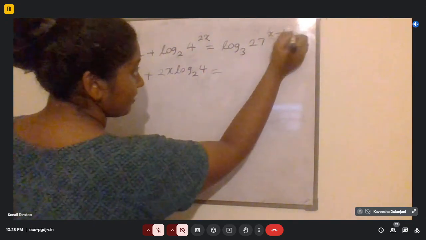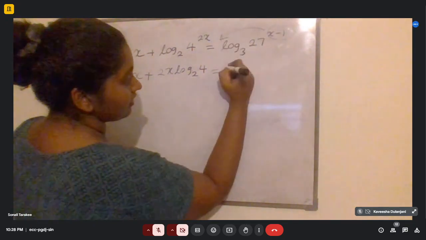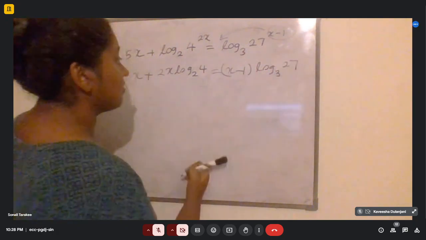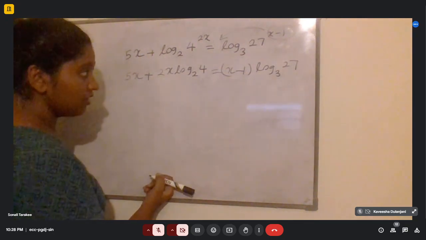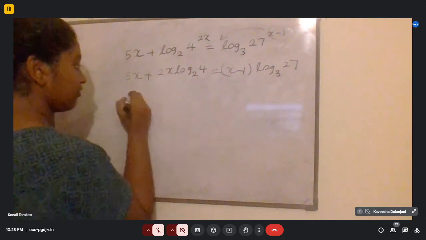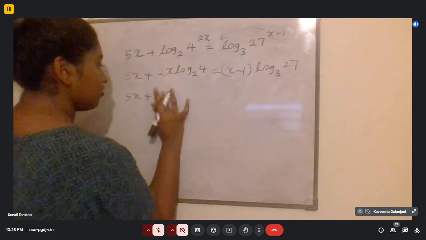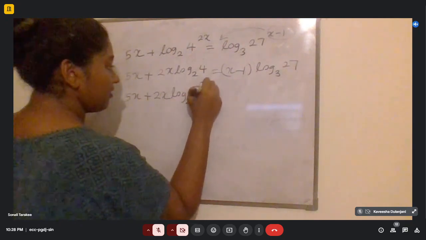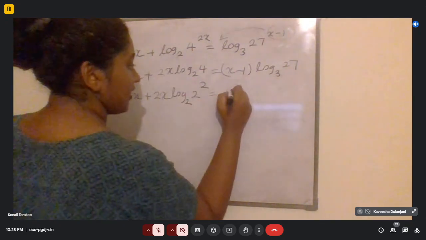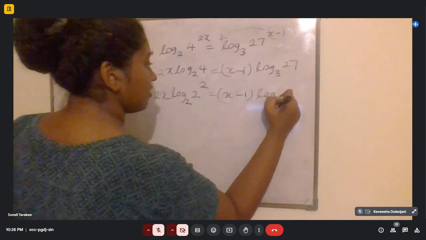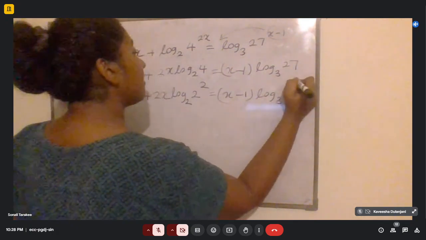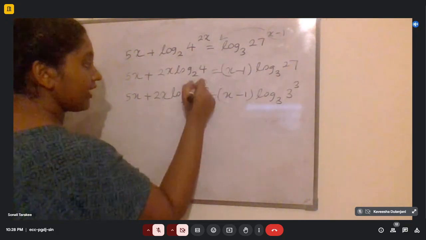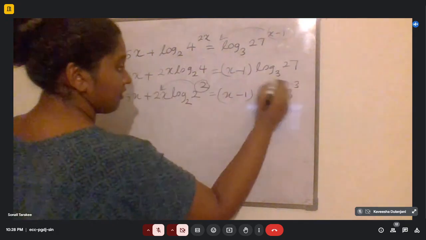Then here x minus 1 is the power. You take it in front of here: x minus 1 times log 3 to the base 27. 4 can be written as 2 to the power 2, so you can write 2x log 2 to the base 2 to the power 2. Log 3 to the base 27 can be written as 3 to the power 3. Again, you can take these powers to the front.